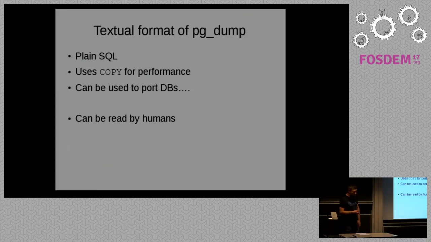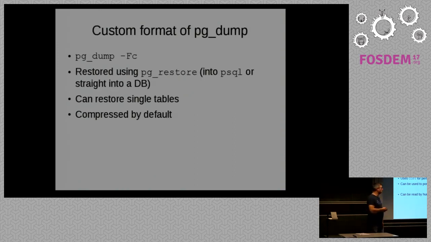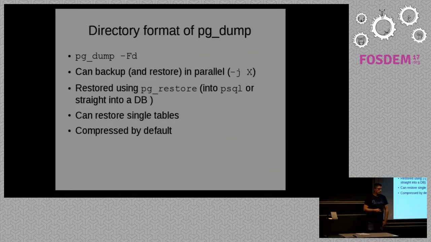So, plain text. This plain SQL uses copy if you don't tell it to use insert because you want to port to MySQL. It can be read by humans, which is a big advantage, right? Then there's a custom format, which is basically compressed text, I think. So you cannot pipe that into psql as you can with the text. So you have to use pg_restore and pipe that into psql because it will again give you the text. It can restore single tables, and it is compressed.